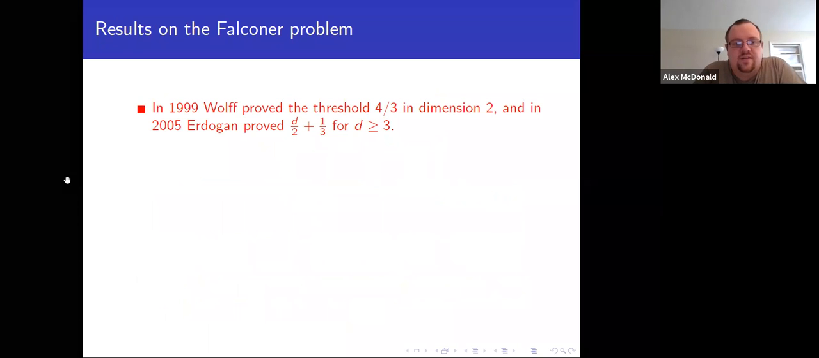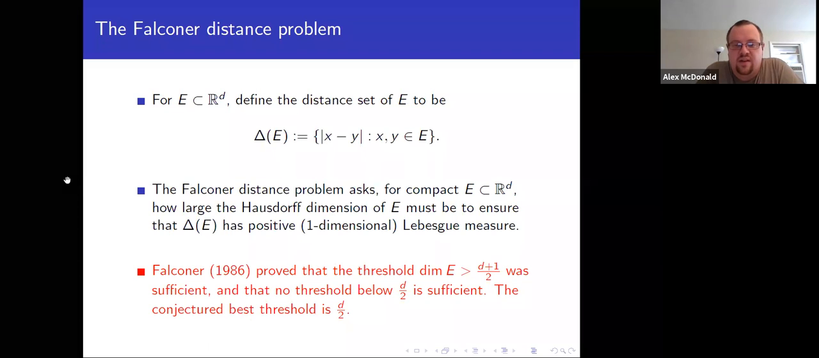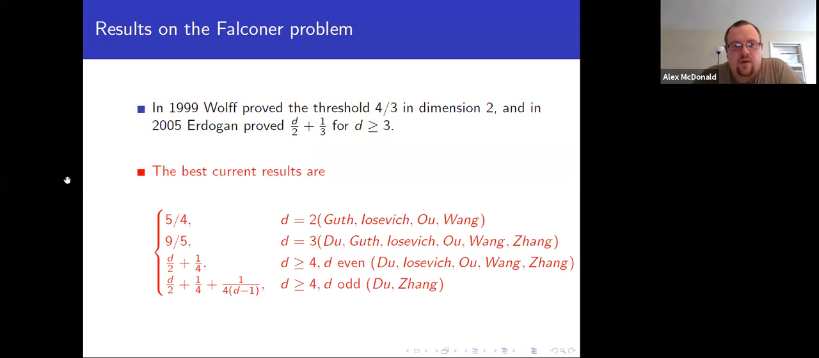Okay, so a few results in this direction. So in 1999, Wolff proved that sets in the plane of dimension greater than 4/3 have positive measure distance sets. So Falconer in the plane when d equals 2, that's 3/2. Wolff improved it to 4/3, and Erdogan improved it for higher dimensional case to d/2 + 1/3. So this matches 4/3 when d equals 2. Erdogan proved it for all other d, and this was the best result for a while.